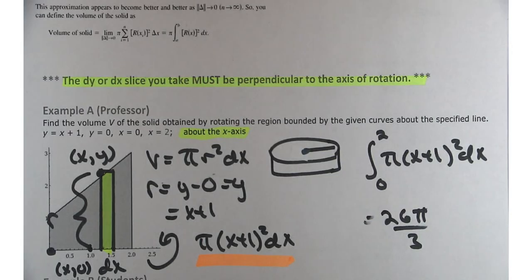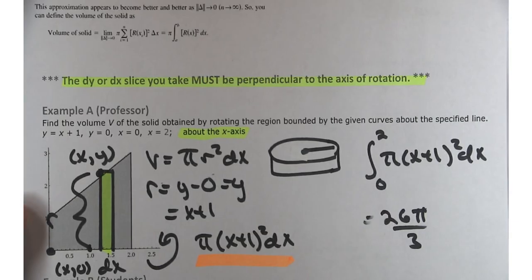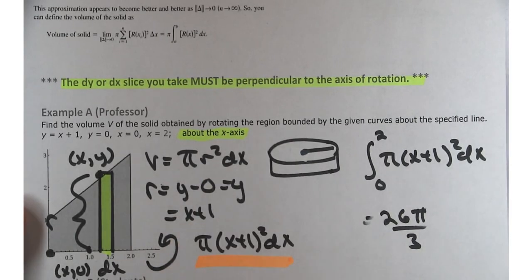That's going to become a big deal, especially not in this course, but in Calc 2, when we start taking slices parallel to the axis of rotation, that's going to be something called the shell method. Right now we're going to work with the disc or washer method. So you can be happy that we're not working with the shell method right now, but you will see that in Calc 2. Oh, it says about the x-axis, never mind. Yeah, so about the x-axis there, about the x-axis here.